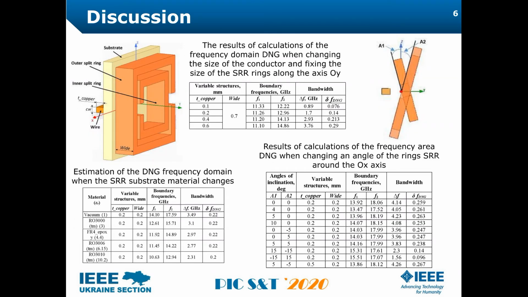The results obtained suggest the possibility of a slight decrease of the frequency range of the DNG region due to the use of a substrate material with a higher epsilon value. The analysis indicates an increase in the width of the DNG frequency range as the dimensions of the SRR constituent elements along the OY axis increase. To increase delta F, it is possible to introduce mutual rotation of SRR rings around the OZ axis. For instance, this made it possible to provide an additional increment of delta F of 500 MHz.